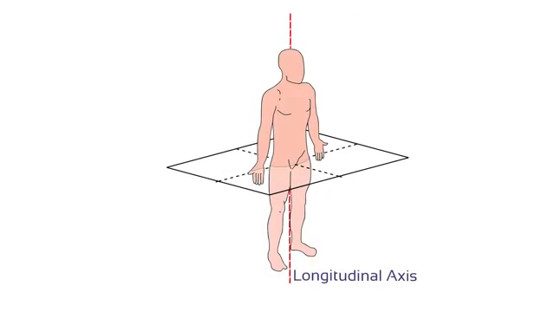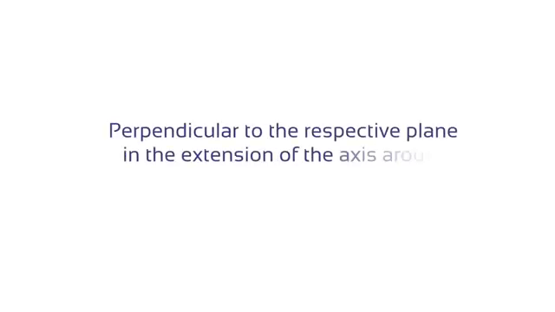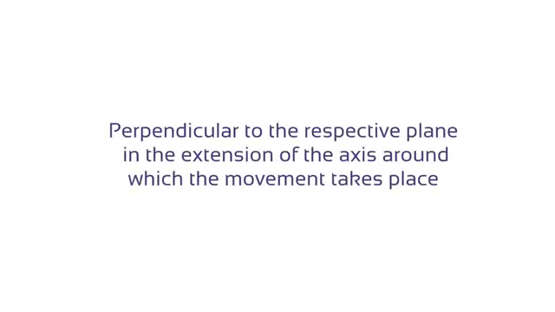Lastly, when we see a movement in a transversal plane, we are describing movement around the longitudinal axis. During observation of a certain movement in a certain plane, you should take the following position: perpendicular to the respective plane, in the extension of the axis around which the movement takes place.